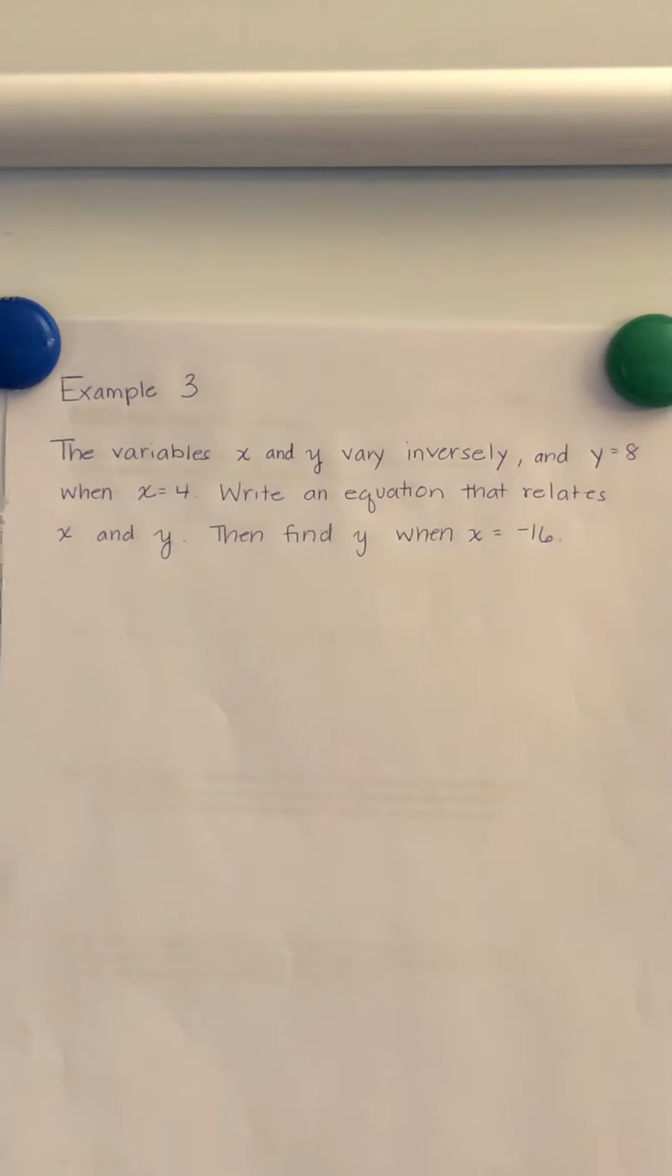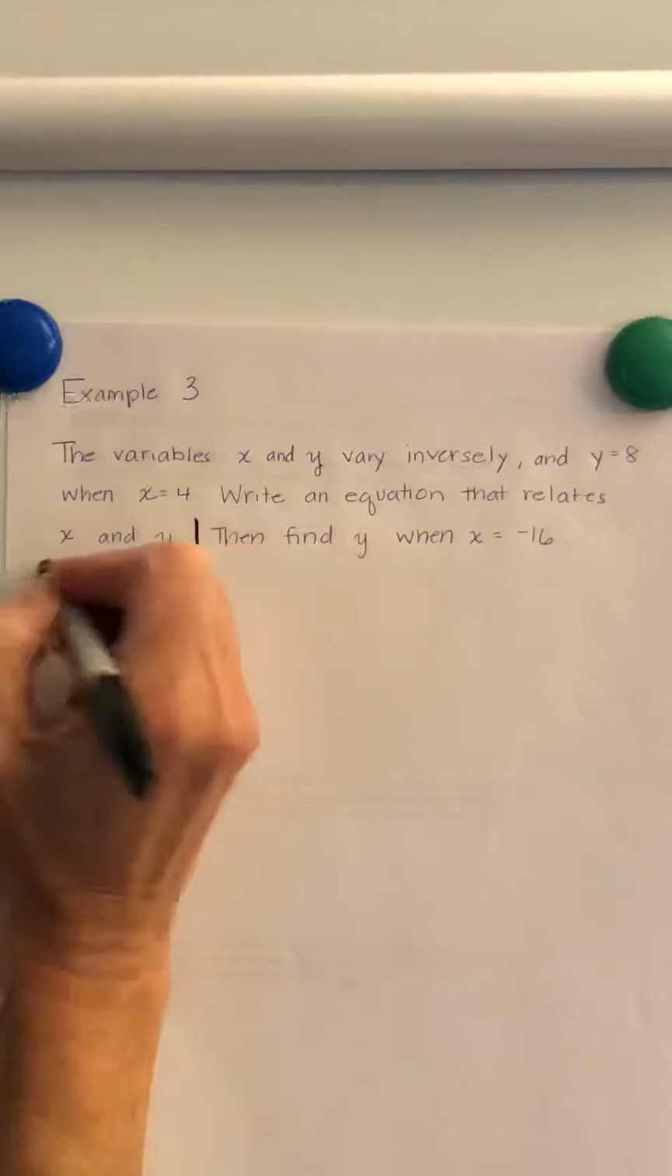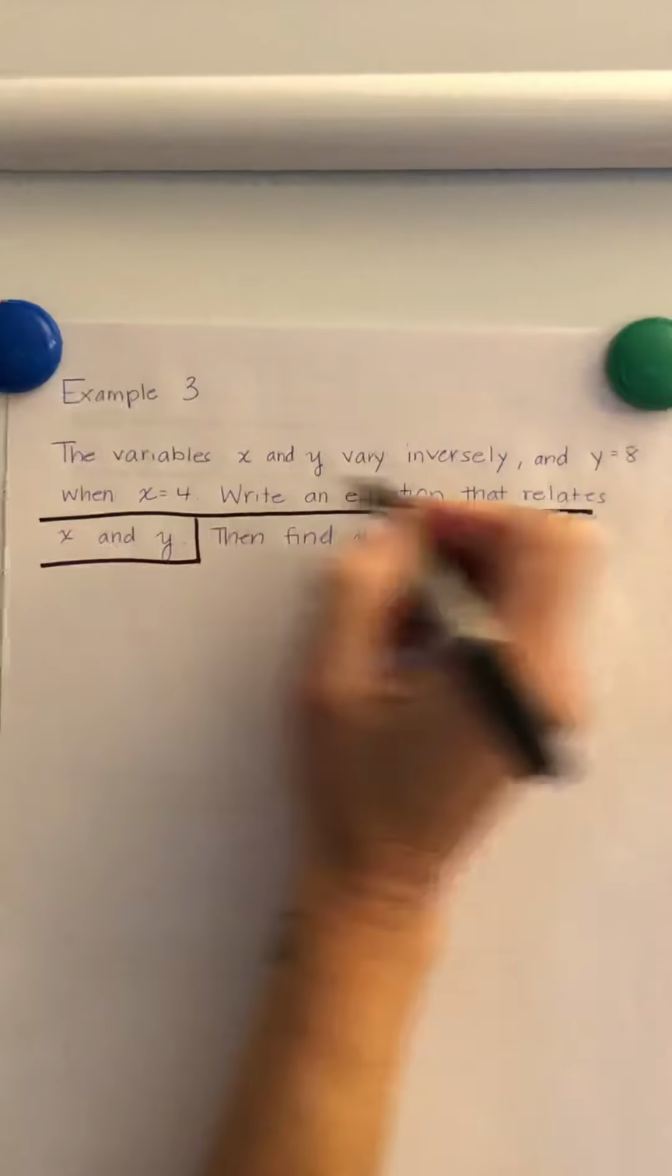Welcome to part 2 of inverse variations. In today's lesson, we are going to learn how to write an equation given that we know data is inversely related. If you look at example 3, the variables x and y vary inversely, and y equals 8 when x equals 4. Write an equation that relates x and y. We're just going to do up until here.